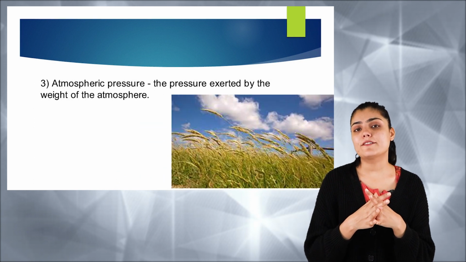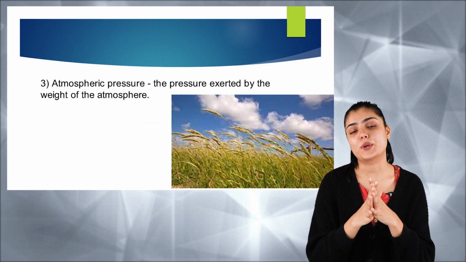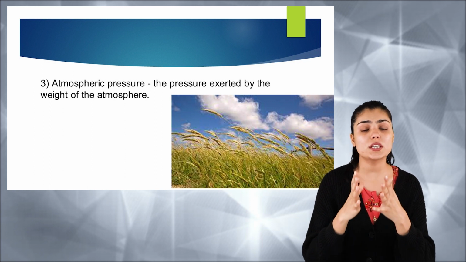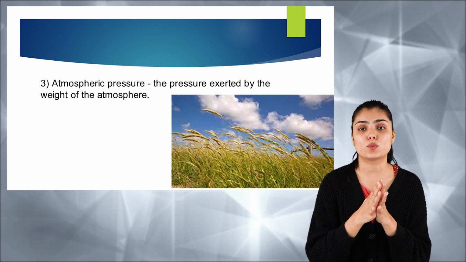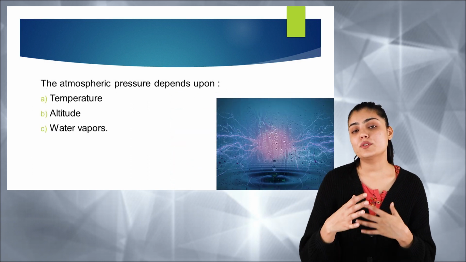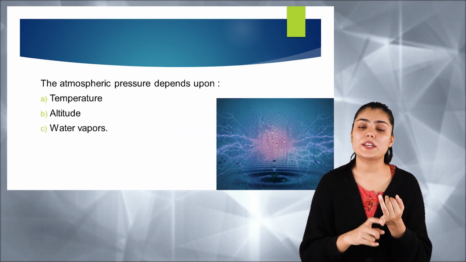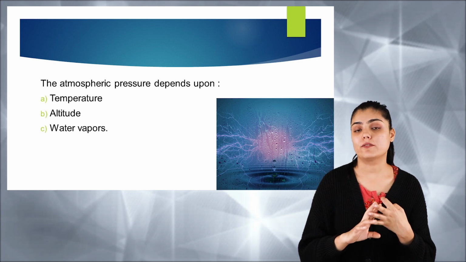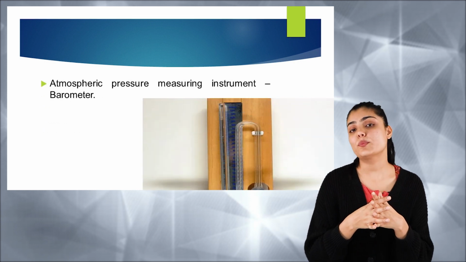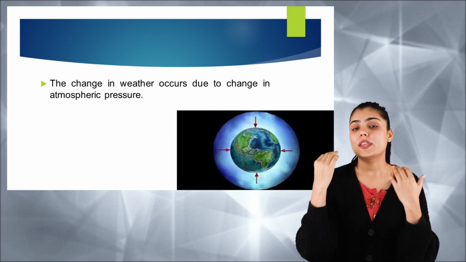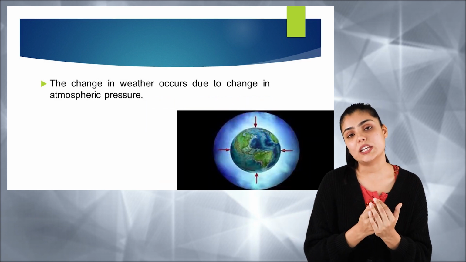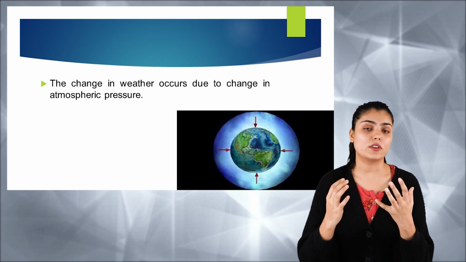The third climatic factor is the atmospheric pressure. What is atmospheric pressure? The pressure that is exerted by the weight of the atmosphere is the atmospheric pressure. Now, atmospheric pressure also depends on the temperature, altitude, and the water vapors. And the atmospheric pressure is measured by an instrument called a barometer. The weather of a particular region also changes when there are changes in the atmospheric pressure.